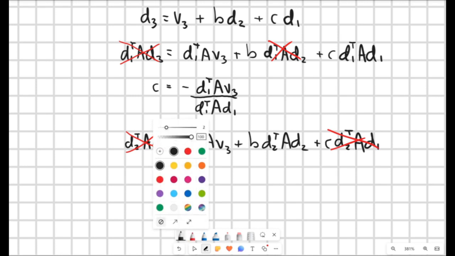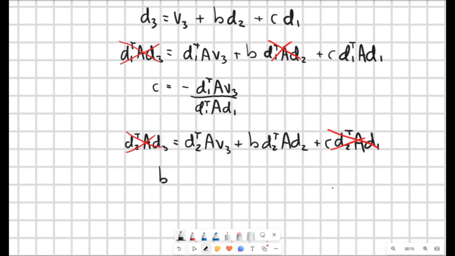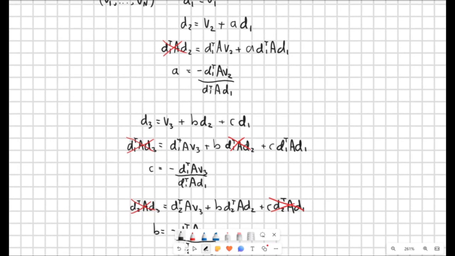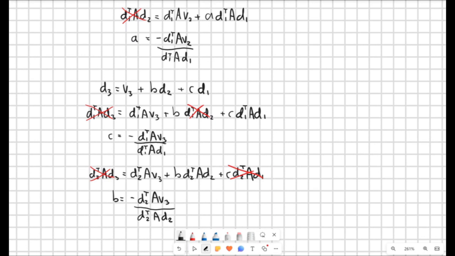And then we just solve for B, and we find that B is equal to minus D2 transposed A V3, all divided by D2 transposed A D2. Okay, and we kind of just proceed in this fashion. So what we're doing here is we're iteratively building up our search directions, based on the previous search directions. And after a little while of looking at these equations, a general expression emerges.